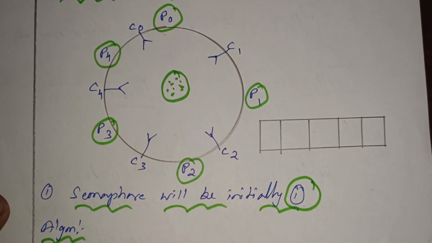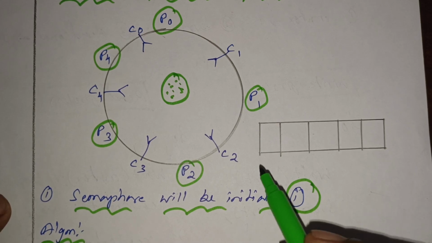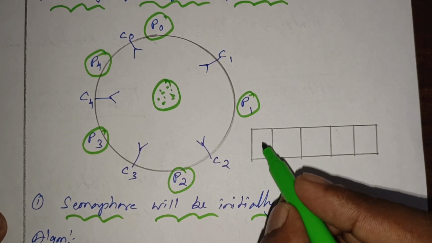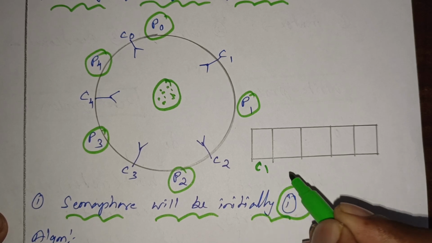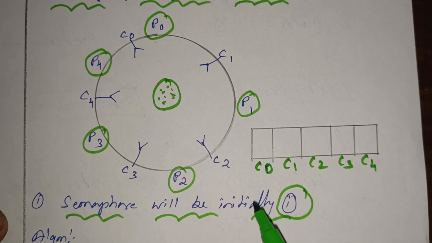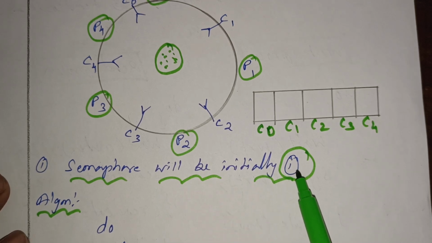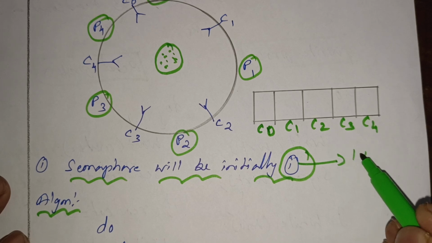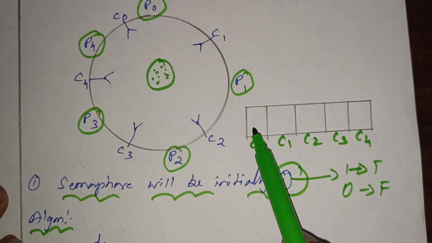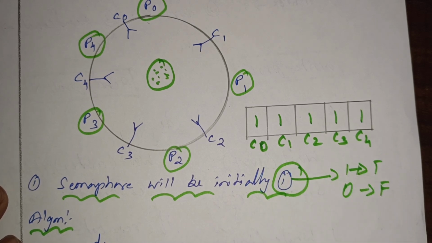Basically this depends on semaphores. For example, I have drawn these units for philosophers and chopsticks, C0, C1, C2, C3 and C4. Initially I have mentioned that the semaphore value is 1, where 1 means true and 0 means false. So all the chopsticks will initially be 1, 1, 1, 1, 1. That means all the chopsticks are available.